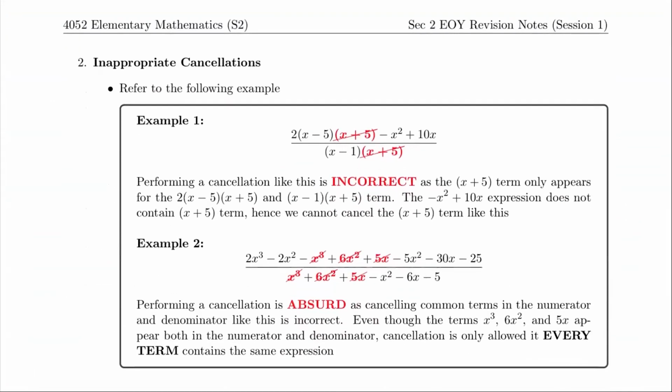So next is inappropriate cancellations. I give you 2 examples here. These are my ex-students, what they did 2 to 3 years ago. The only thing I never do is put the name of who did it. But these are criminal mistakes.